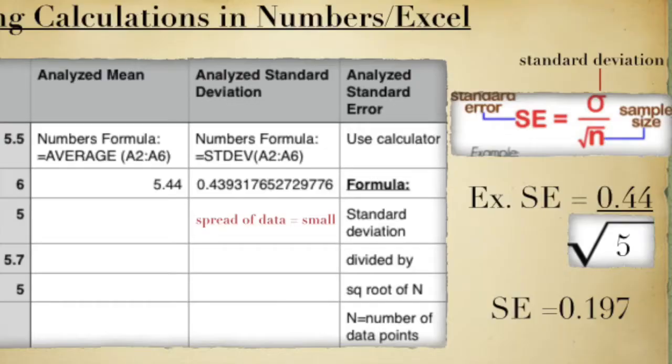So finally, we get our standard error. And for this, I couldn't figure out how to do it in Excel, so just use a calculator, and you can go online and search for a science calculator and plug this in. So you take your standard deviation, which is in column C, 0.44, and you divide that number by the square root of our sample size, which is 5. So if you do that, you end up with 0.197.